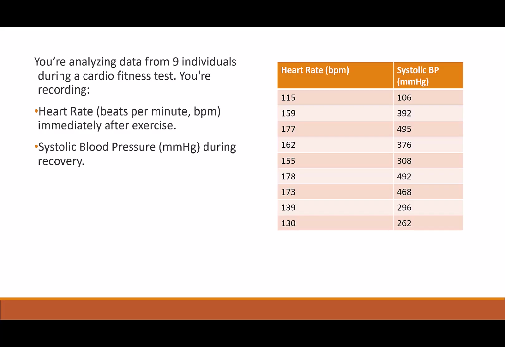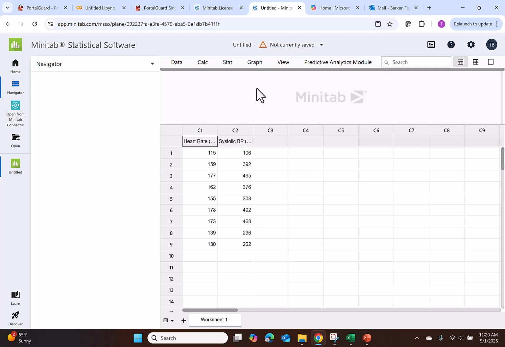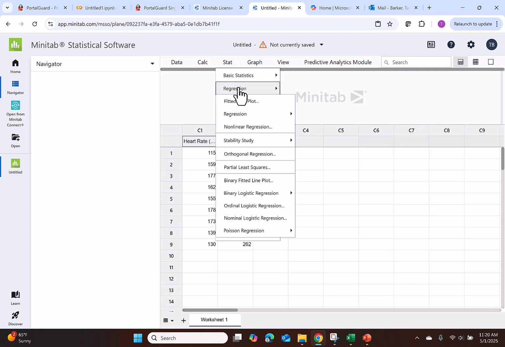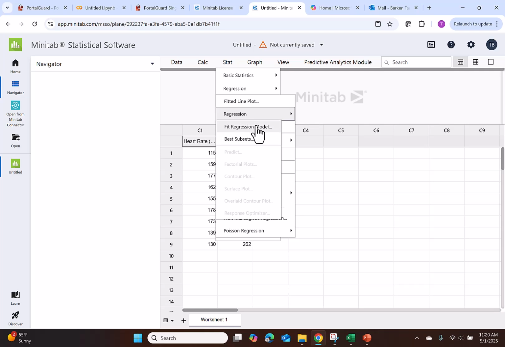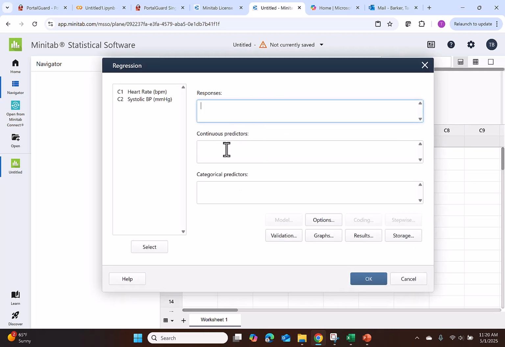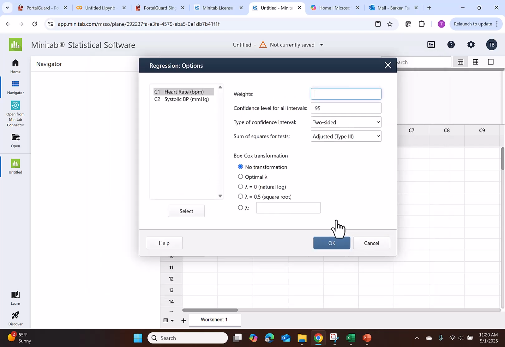As a first example, let's consider using data from 9 individuals during a cardio fitness test. The data gives us the heart rates in beats per minute immediately after exercise and the systolic blood pressure during recovery. We're going to take this data and go over to Minitab. Now we're going to go to Stat, Regression, Regression, Fit Regression Model. We're going to say our continuous predictor is the heart rate, and the response is the blood pressure. And then let's look at our options.